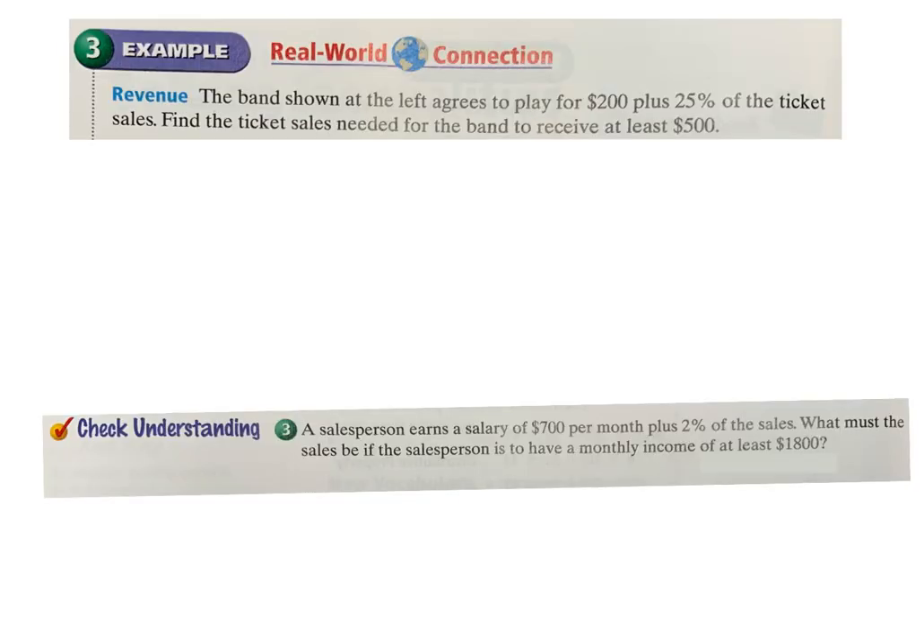The band shown at the left, which I did not make a picture of, but they appear to be a marching band of some sort, agrees to play for $200 plus 25% of the ticket sales. Find the ticket sales needed for the band to receive at least $500. So when you're interpreting inequalities, you need to pay attention to what they want. We know that they're going to get a base amount of $200. In addition to that, they're going to get 25%, 1/4, 0.25, however you want to write it, of the ticket sales, x being the ticket sales that we don't yet know.